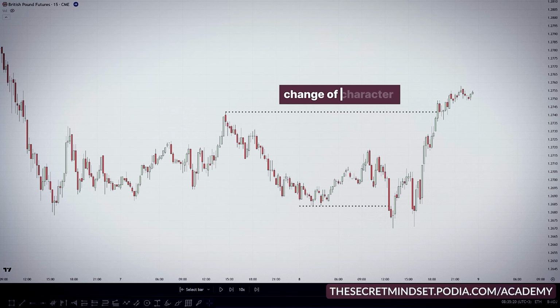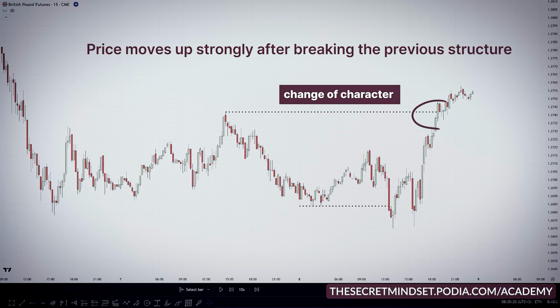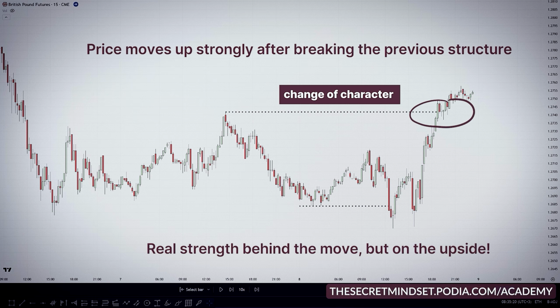After the break of structure, we look for a change of character. This is when the market behavior shifts noticeably. In our example, the price moves up strongly after breaking the previous structure. The change of character is critical because it confirms that the break of structure was just a fake out. It shows that there's real strength behind the move, but on the upside. At this point, traders who were short start to realize they might be on the wrong side of the market.